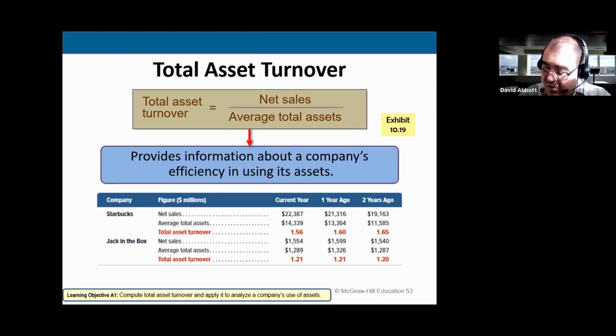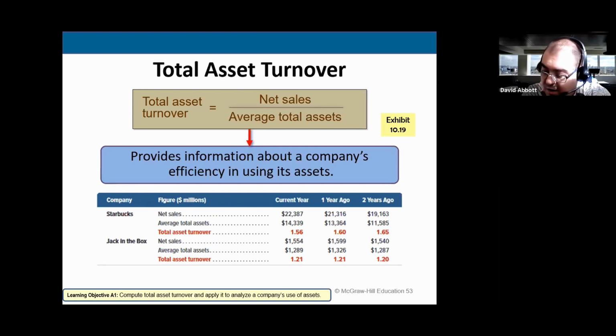We express Starbucks' use of assets in generating net sales by saying it turned its assets over 1.56 times during the current year. This means that each dollar in assets produced $1.56 of net sales. Is an asset turnover of 1.56 good or bad? All companies want a high total asset turnover. Interpreting the total asset turnover requires an understanding of company operations.